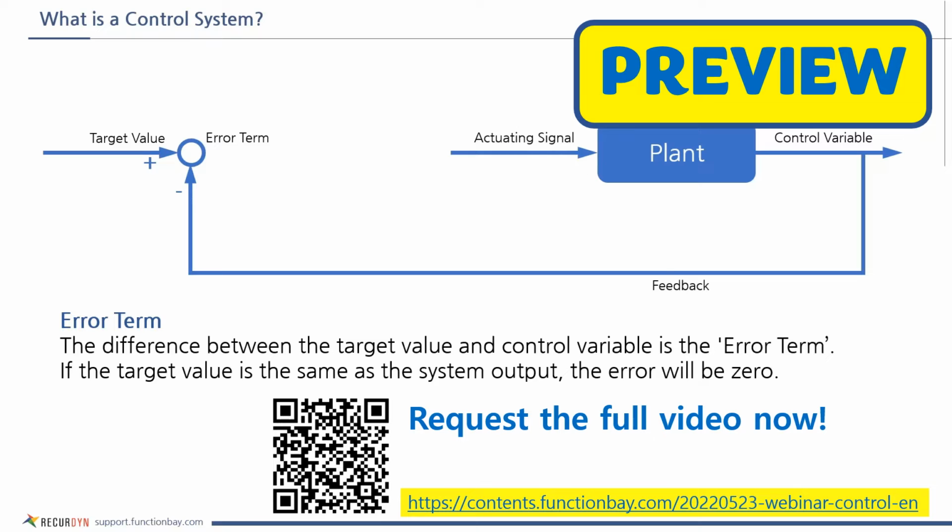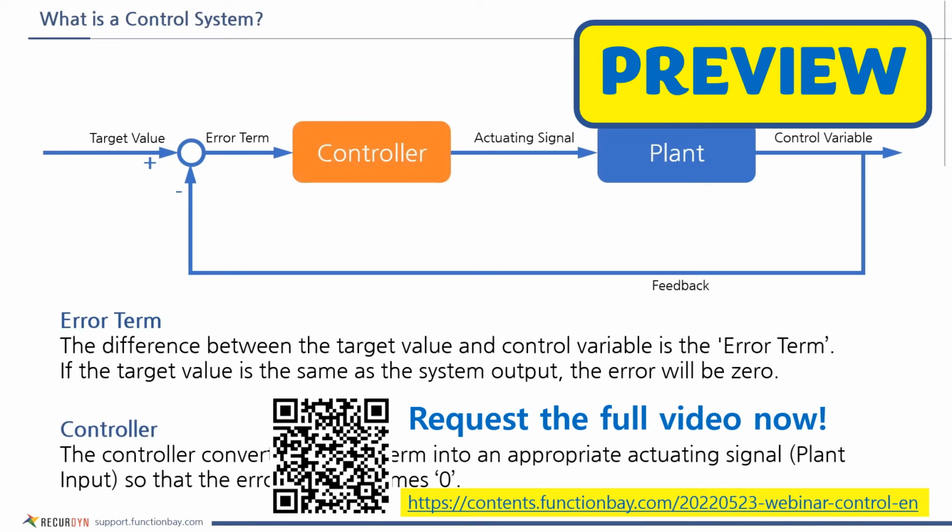If the target value is the same as the system output, the error will be 0. The goal of the control system is to make this error 0. Then, how do we convert this error term into an appropriate actuating signal, which is the plant input, to make error term 0? The answer is the controller that makes this possible. A controller is composed of complex control algorithms and devices and has come to be called a control system.